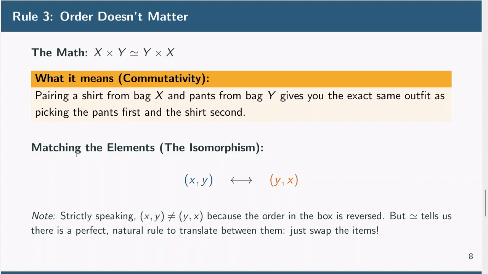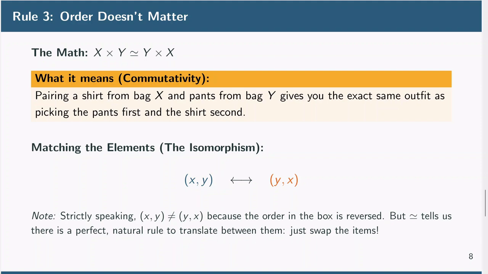When matching the elements, we see x, y corresponds to y, x. Now, strictly speaking, they are not exactly equal because the order sitting inside the box is reversed. But our wavy isomorphism symbol tells us there's a perfect, natural rule to translate between them. You just effortlessly swap the items.